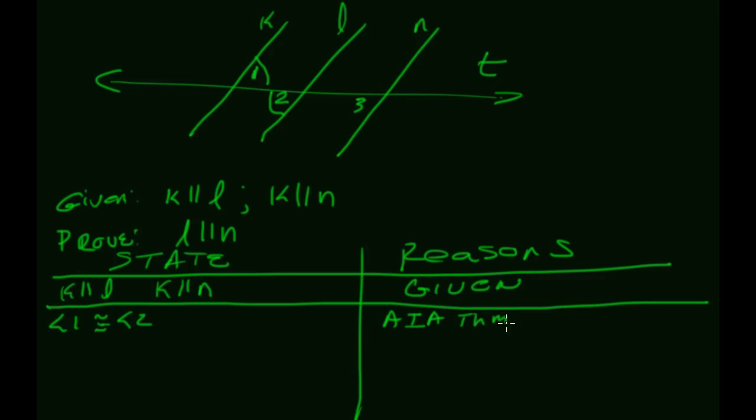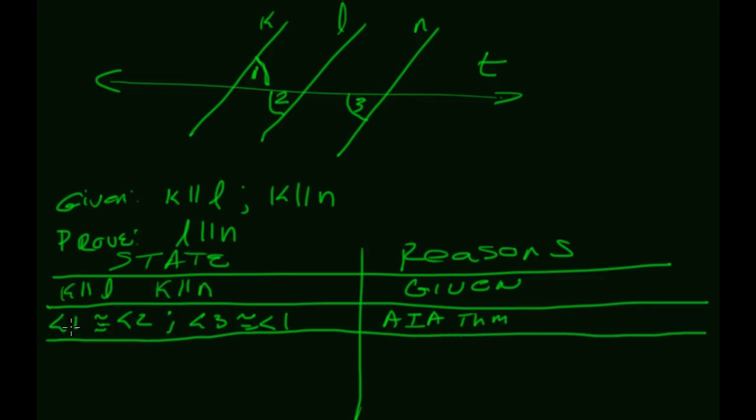So I'm using the alternate interior angle theorem to do that. Now note, because K and N are parallel, 1 and 3 are also congruent because they too are alternate interior angles. So I'm going to get 2 for 1 here. Actually, I'm going to be a little more clever about this. I'm going to say that angle 3 is congruent to angle 1. Alright, so this way I don't have to use a symmetric property later on.